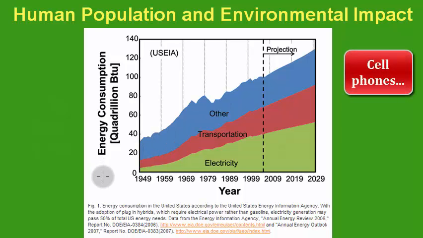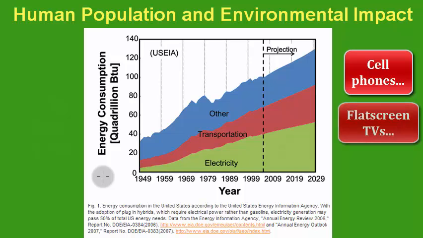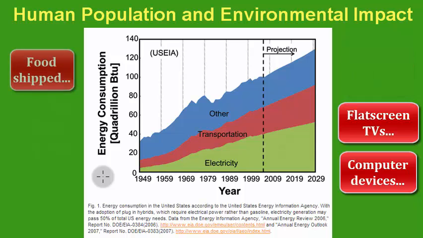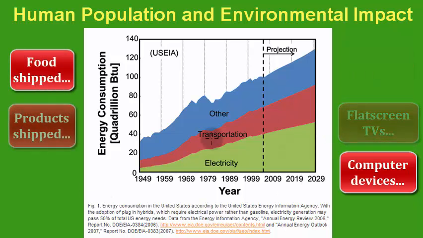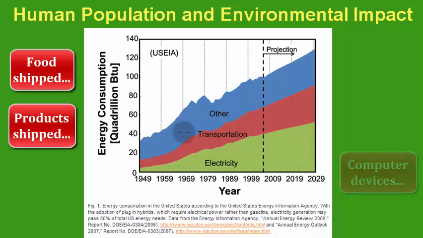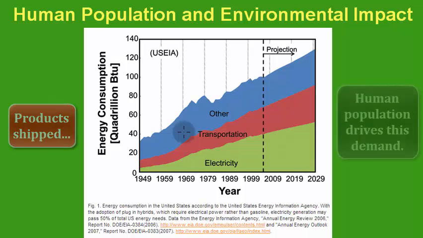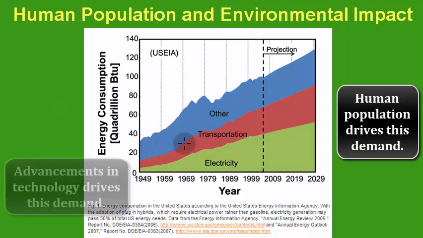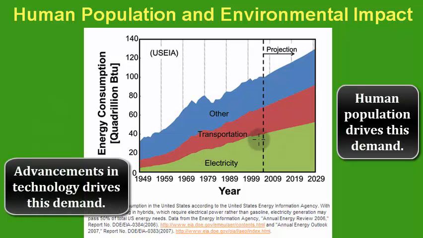I mean, just think about cell phones. We've got to charge them. We've talked about flat screen TVs, just electronics in general. We're using a lot more, we're getting and shipping more things because we have more people, right? The more people there are, the more products that need to be shipped. So when you look at human population, it drives part of this. And the other part is that advancements in technology are increasing our need for electricity and energy. So you can see that it's going up over time.